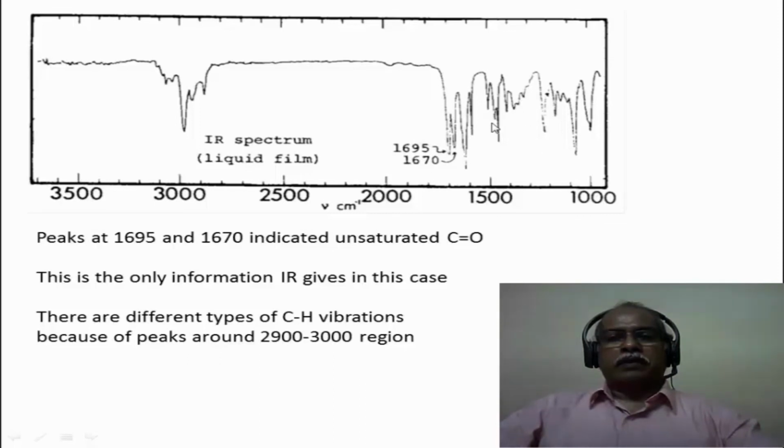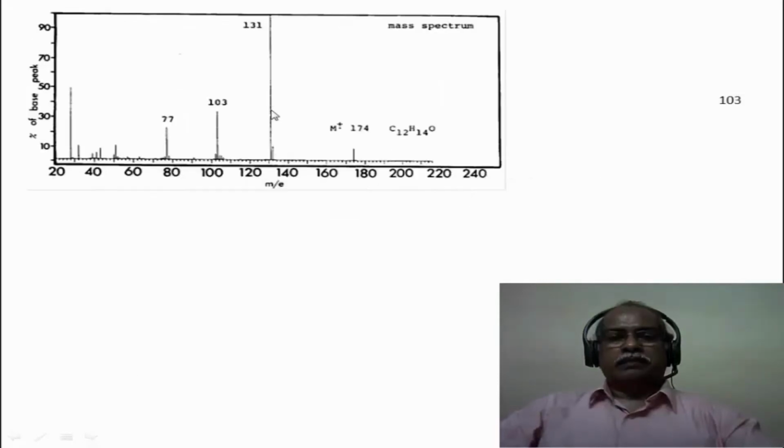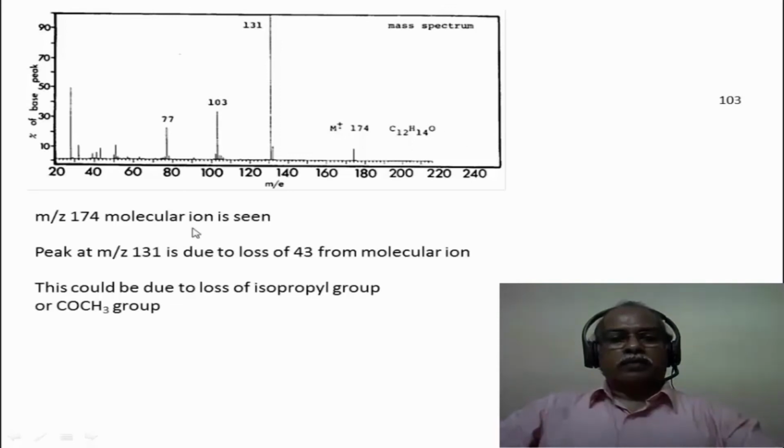One cannot interpret the fingerprint region, and the CH region is of no use because most organic compounds will have CH vibration. Now let us have a look at the mass spectrum and see if we can interpret it. The molecular ion peak is seen at m/z value 174, and the peak at 131 is due to the loss of 43 from the molecular ion.